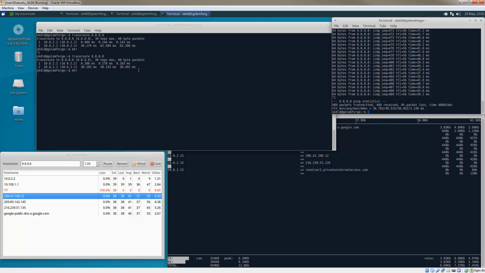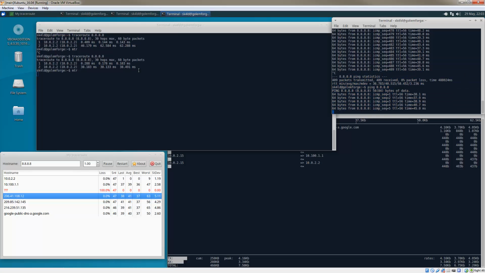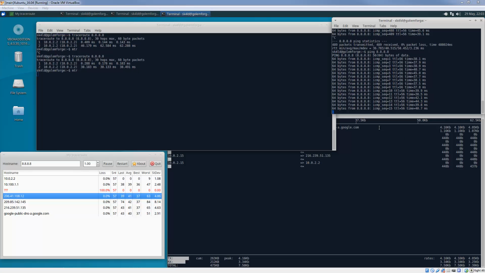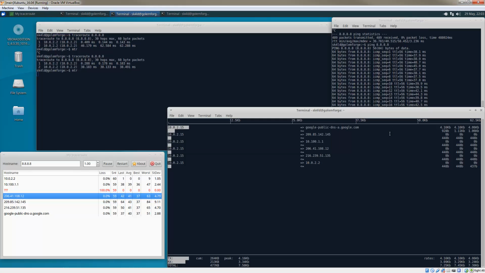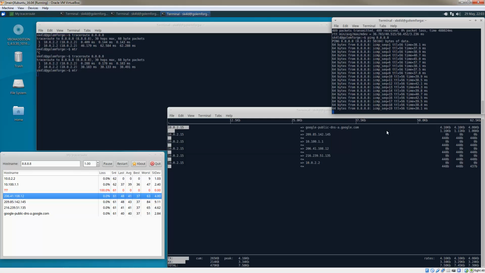Additionally, if you don't have MTR, you can always rely on ping to determine packet loss and quality. Here I'm showing in the top right, you can always just leave it running, and it's a hack job, but it works.